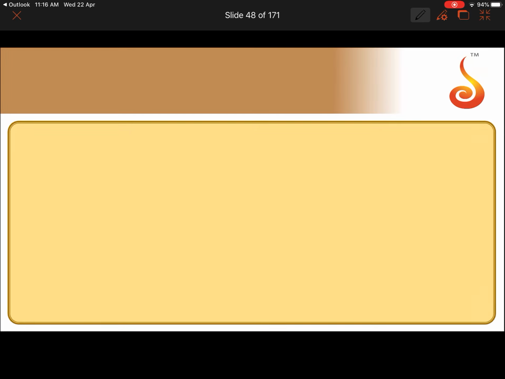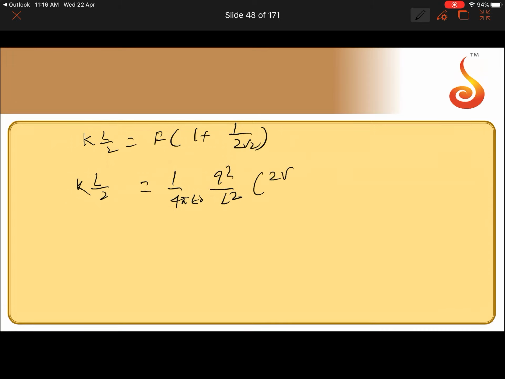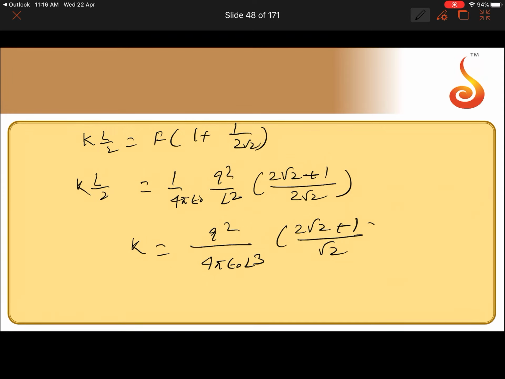So we'll have K L by 2, so K will be Q square by, this is the required value of K.